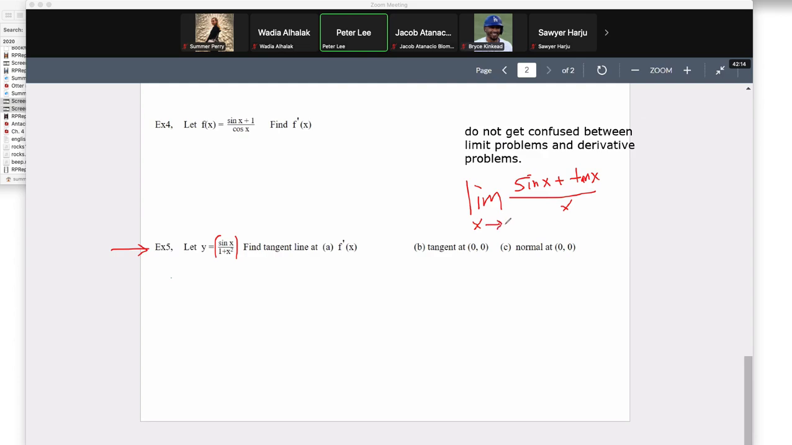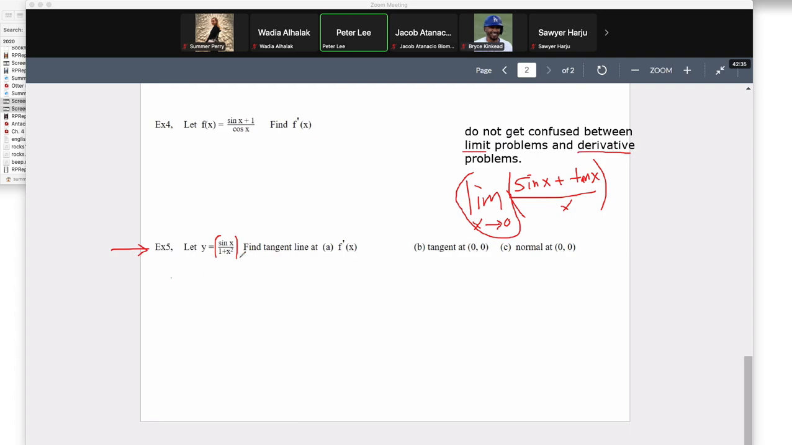Sometimes when I give a formula like this, students apply the quotient rule. But you cannot apply the quotient rule of differentiation here. This is a limit. So do not get the limit problems and the derivative problems mixed up. All right, is that clear? That's one thing you have to be careful about.